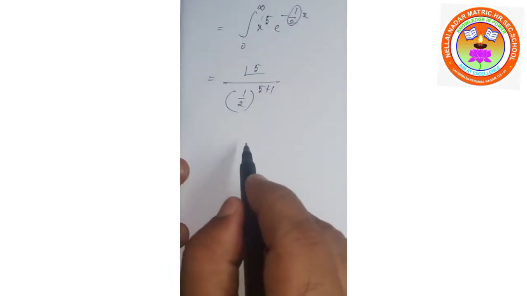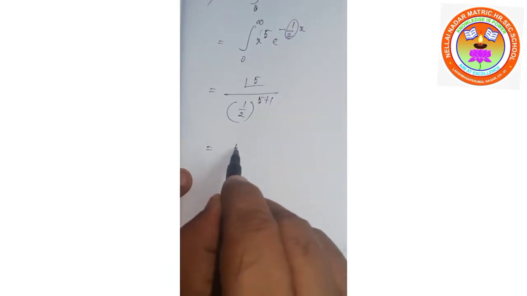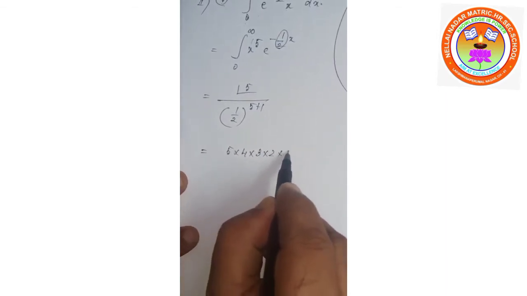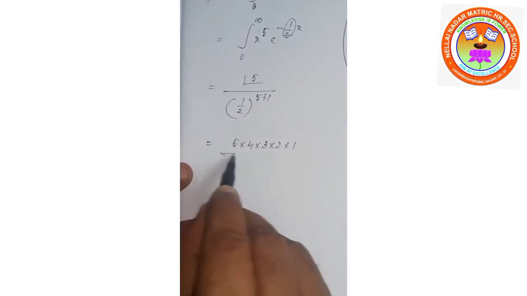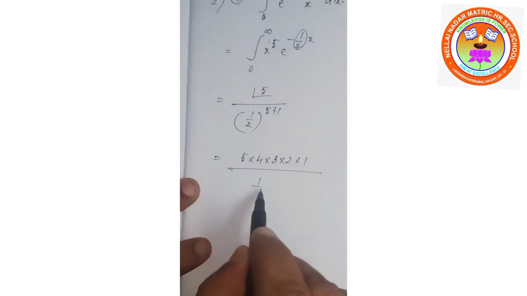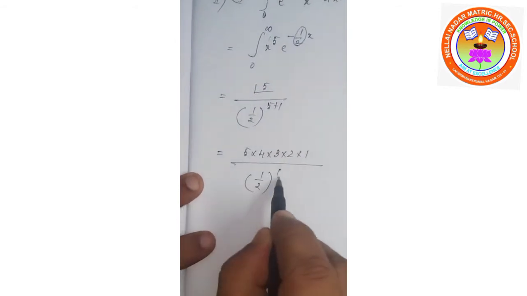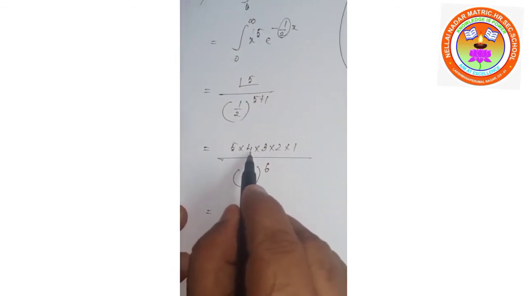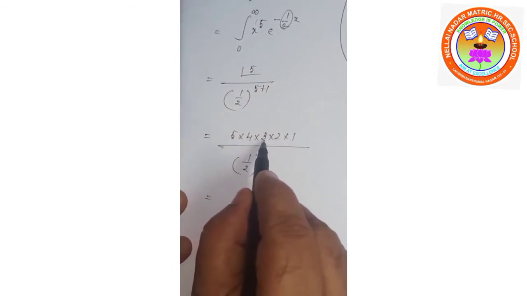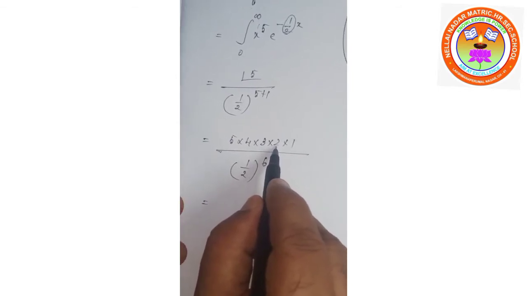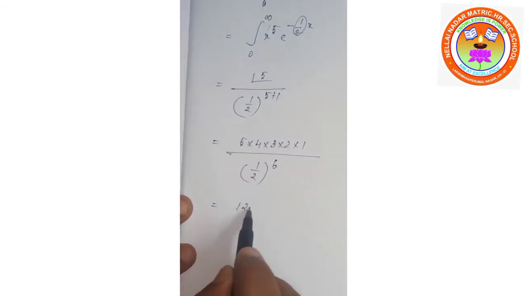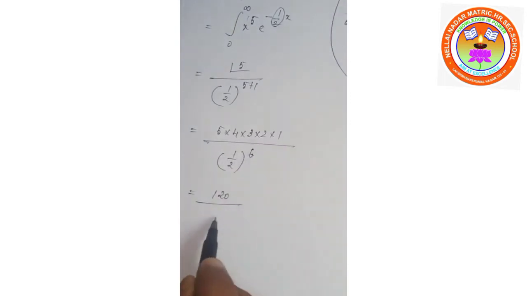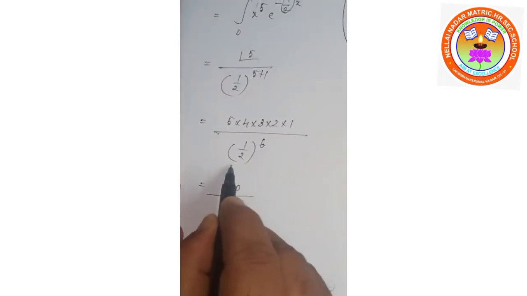Have to simplify. Factorial 5 is equal to 5 into 4 into 3 into 2 into 1, stop at 1, divided by half whole power 6. That is equal to 5 4s are 20, 20 3s are 60, 60 2s are 120, 120 into 1 is 120. Divided by 1 power anything is always 1, divided by 2 power 6.